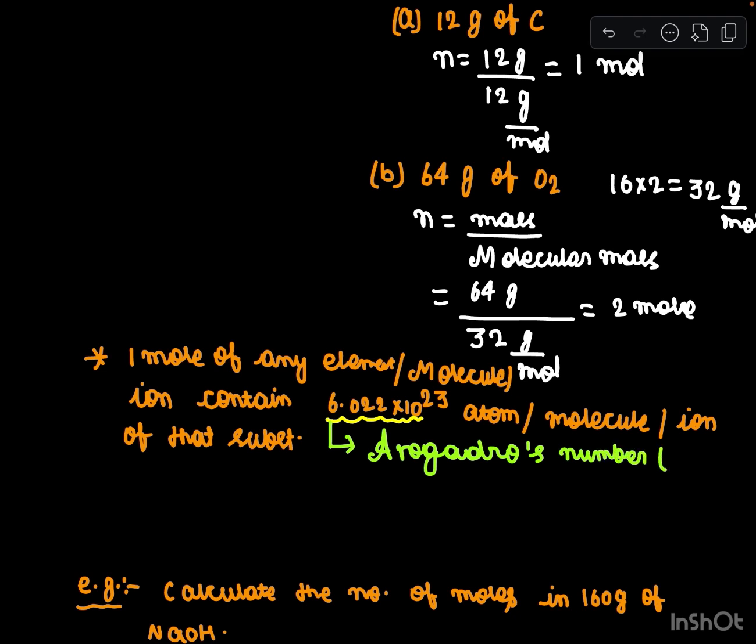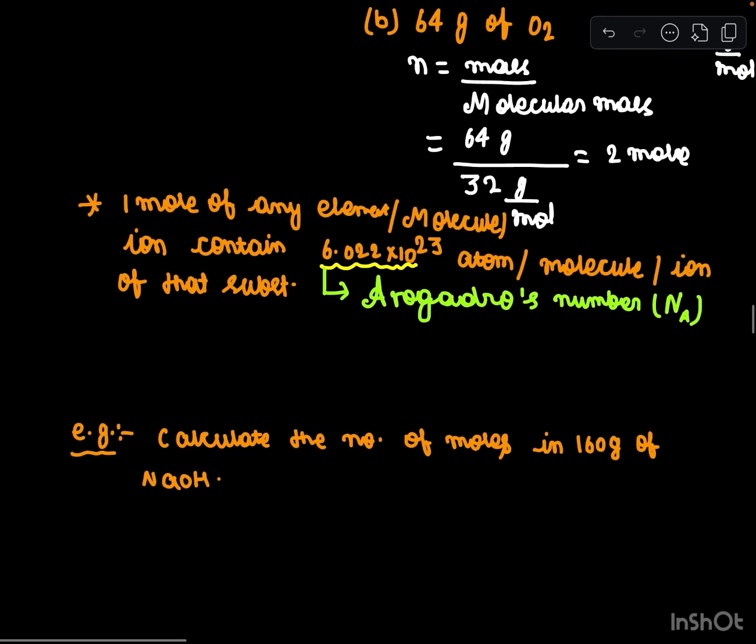Avogadro's number is denoted by capital N subscript A. N_A is approximately equal to 6 into 10 to the power 23. Just remember this number, as it will be frequently used in further numericals. So N_A equals 6 into 10 to the power 23.